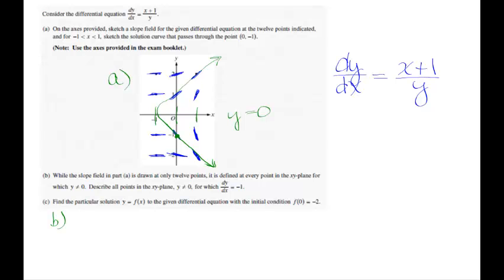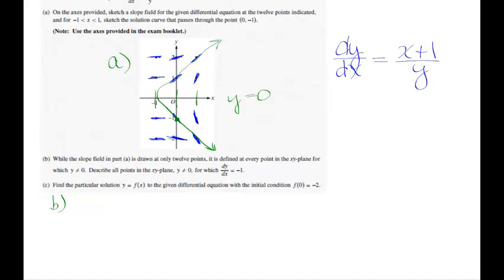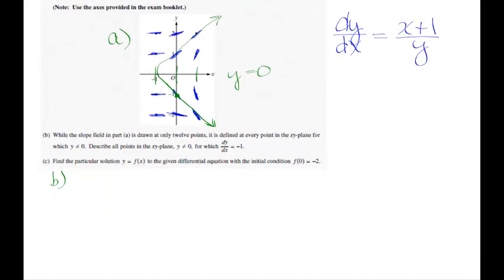Let's move on and talk about part B. I'm going to move this down a little bit since I've rewritten the differential equation. While the slope field in part A is drawn at only 12 points, it is defined at every point in the xy plane for which y is not equal to 0. Describe all points in the xy plane where y is not equal to 0, for which dy/dx equals -1. We know dy/dx is (x plus 1) over y, and they want us to describe all the points in the plane where this is a true statement.